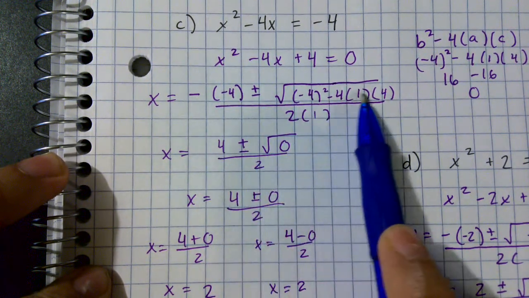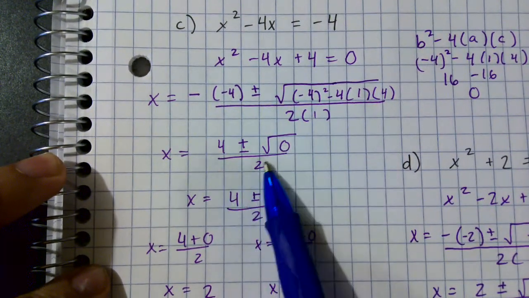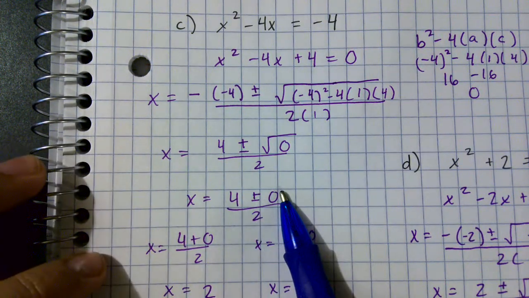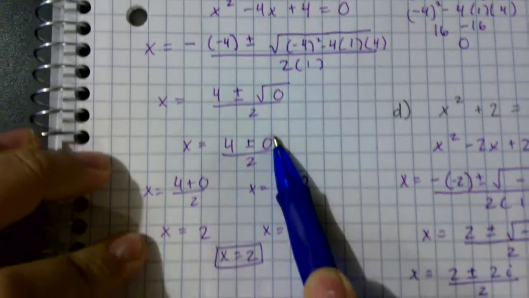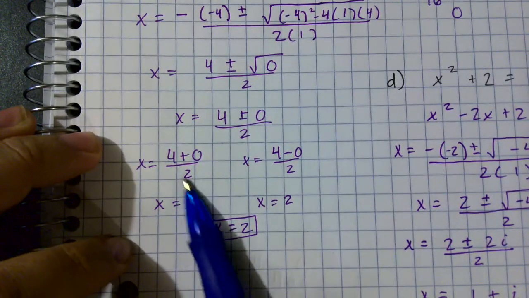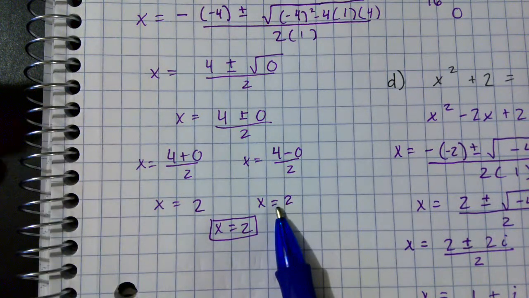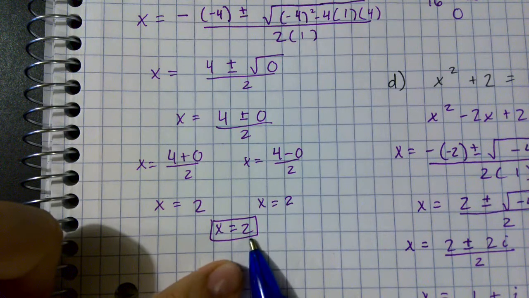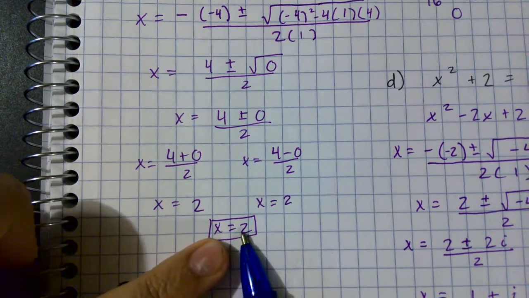So negative of negative 4 is positive 4, plus or minus the square root of the discriminant, which was 0, so I put 0 right here, and then all of that over 2. When you add or subtract 0, it doesn't change anything. It's going to give you 4 divided by 2, which is 2. It's only one answer. It got repeated. It's called a double root, but it's only one root. So x equals 2 is your answer. This is an example where you get only one root.